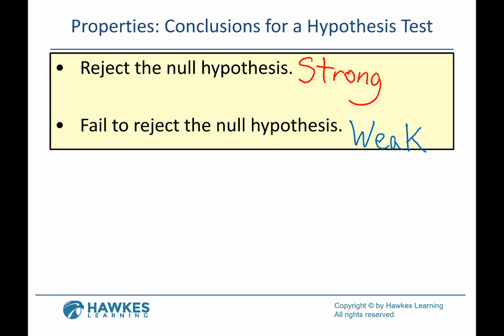And then failing to reject the null hypothesis is like somebody asking you a question and you're not real sure and say, yeah, I don't know. Not a big deal, right? You're just not sure. So really strong when we reject, really weak when we fail to reject.